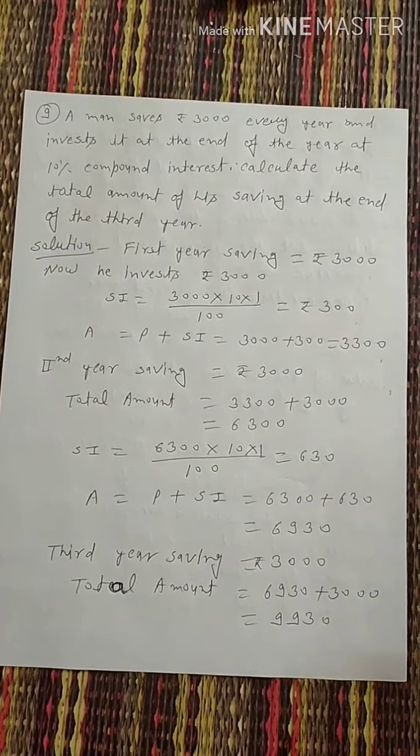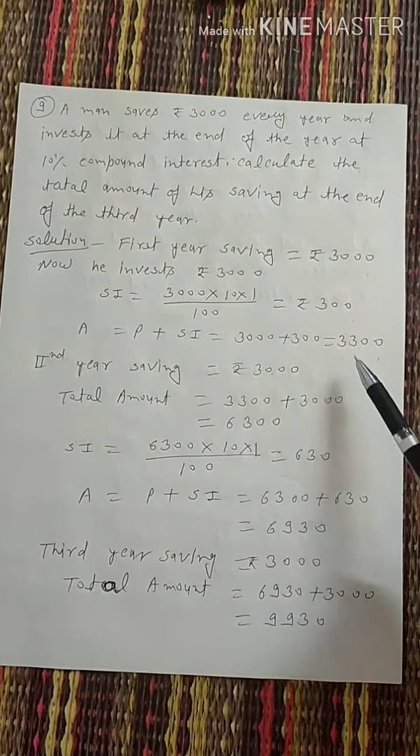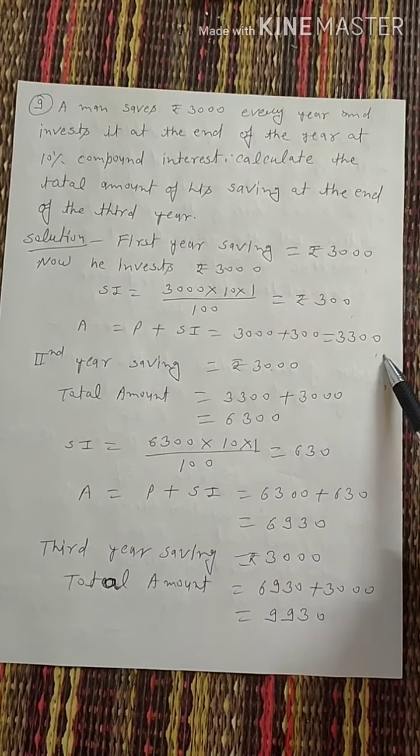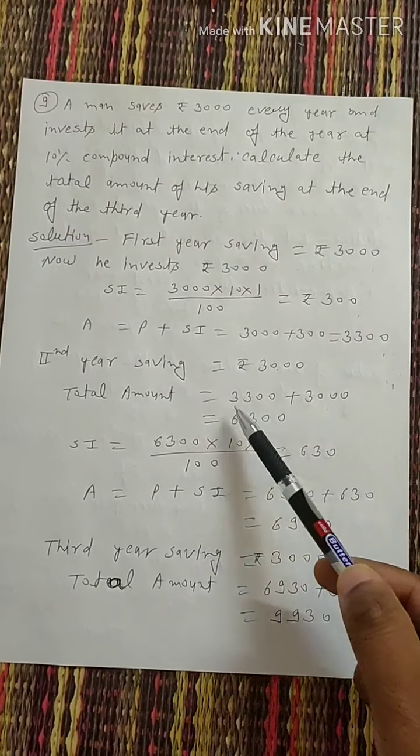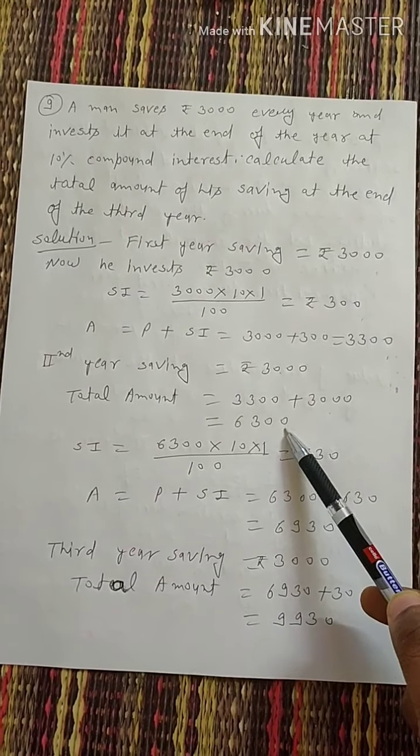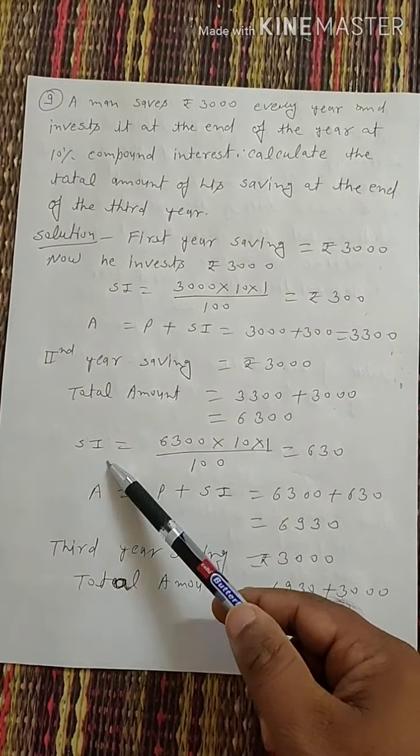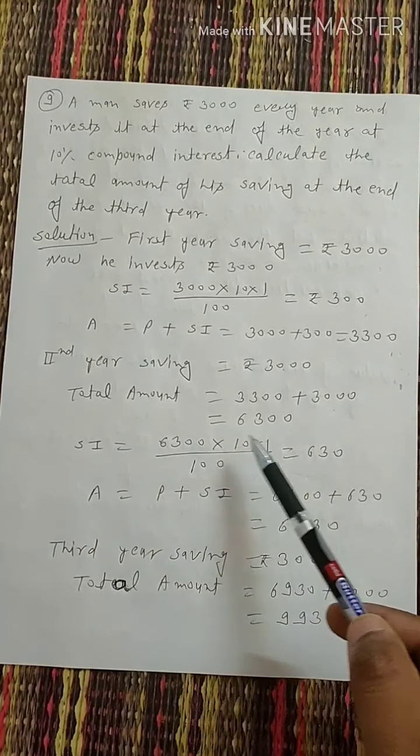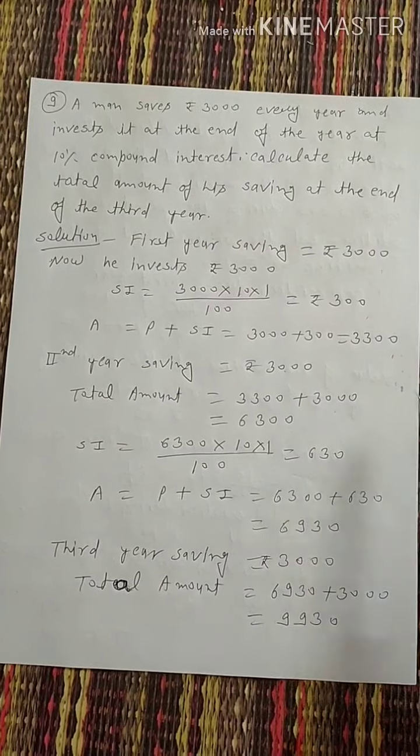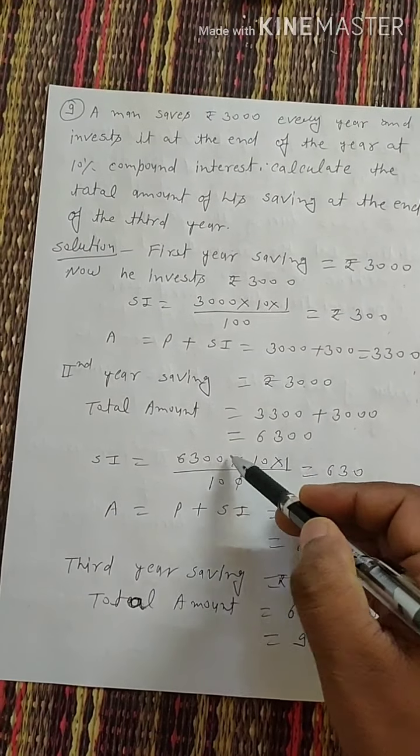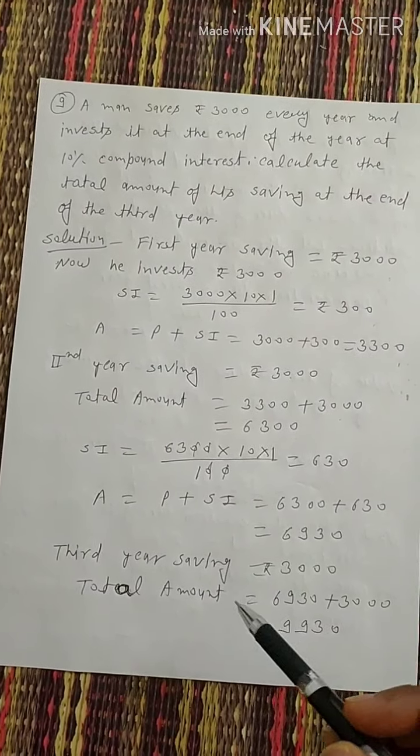But next year again he saved 3000. So second year saving is 3000 and the first year amount 3300. So the total amount will be 3300 plus second year saving 3000. So total amount will be 6300. Now this amount again he invests. Okay, so we find the interest on this amount, 6300 into rate into time upon 100 is equal to 630, means 0 and 0 cancel. So 63 into 10 is equal to 630.